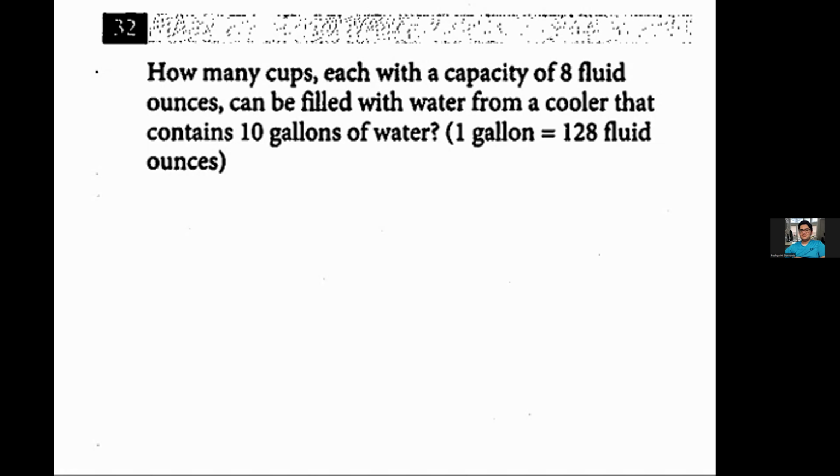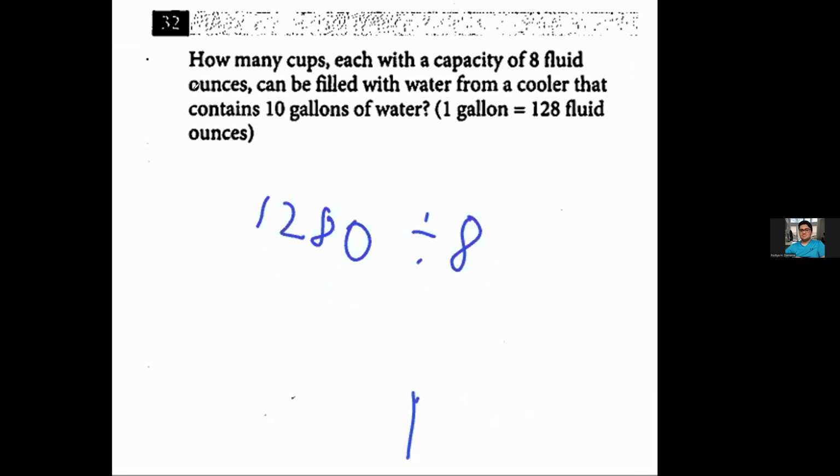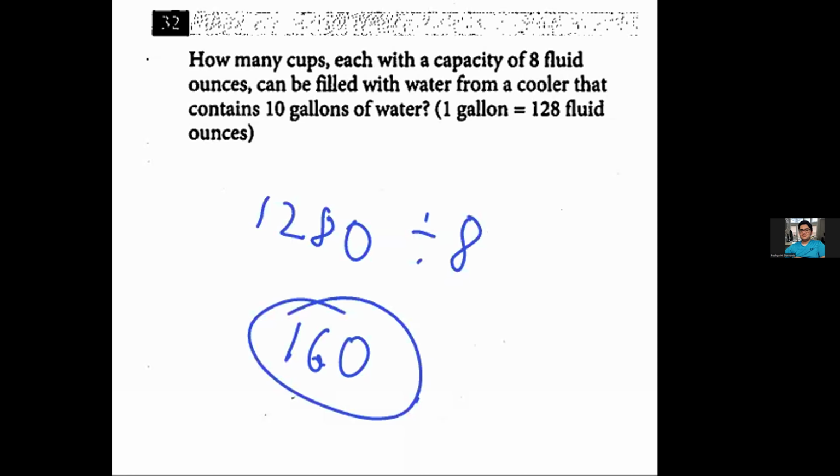Okay, so for question 32, how many cups can be filled if we have 10 gallons of water, where 1 gallon is 128 fluid ounces? In this case, we take the conversion ratio and multiply. So we have 10 gallons, which is 1280 fluid ounces. Then we take that number and divide by 8 because each cup is 8 fluid ounces. 1280 divided by 8 is 160 cups. So the correct answer is 160. Okay, question 33.